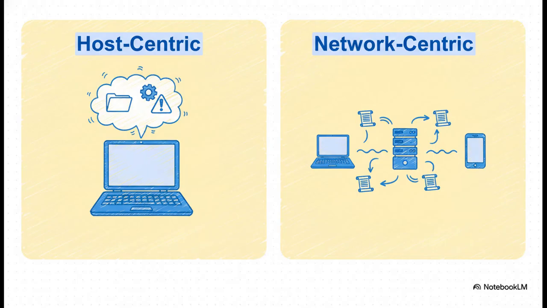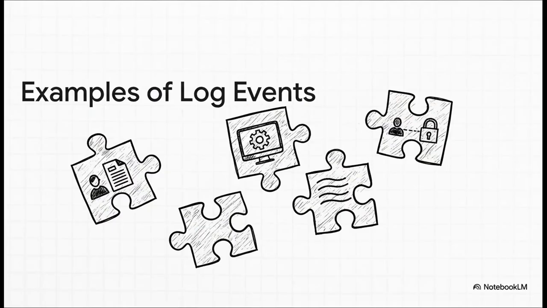Now, these logs basically come in two main flavors. First, you've got your host-centric logs. These record events happening on a single device, like your laptop. And then you have network-centric logs, which track the conversation between all the different devices, like traffic flowing through a firewall. So what does this actually look like in the real world? Well, a log event could be something as simple as a user opening a file, a program starting up on a computer, someone trying to connect to a server, or even just your regular old web traffic. Each one is just a tiny individual piece of a much, much larger puzzle.